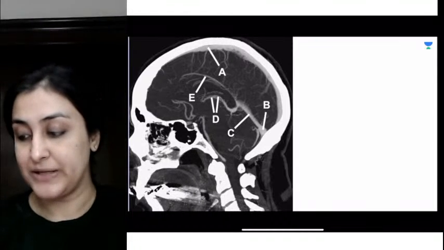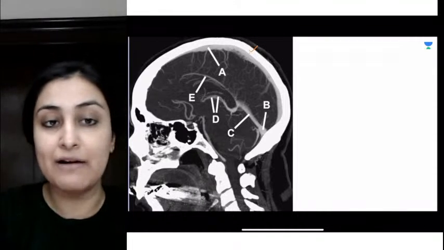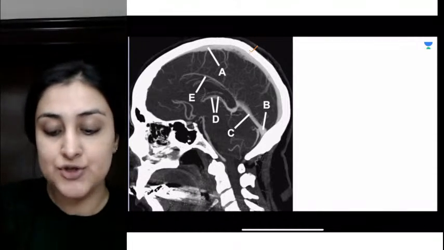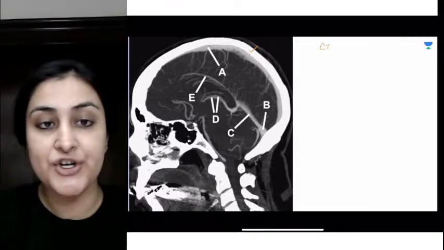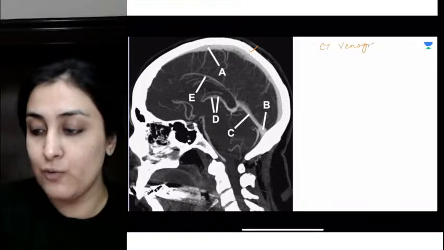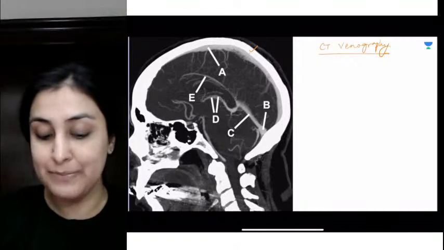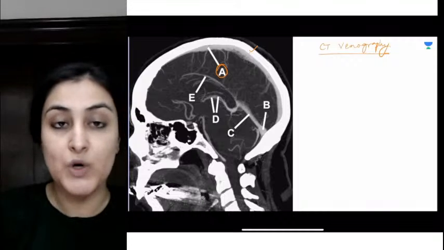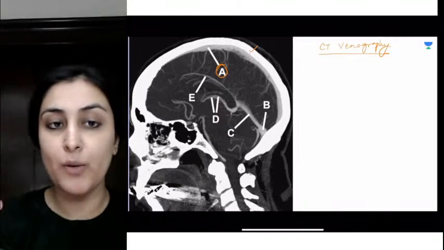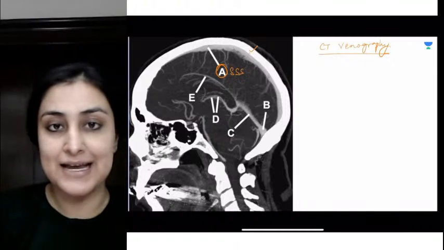Now from artery, let's go to vein, dural venous sinuses. What is this image? First of all, bones are white. This is CT. So this is a CT or a contrast enhanced CT which is showing the veins. So can I call it CT venography? Yeah. So this is a CT venography image. Tell me the image marked A. What is the sinus which runs on the top of the skull? What is this? This is superior sagittal sinus, right?